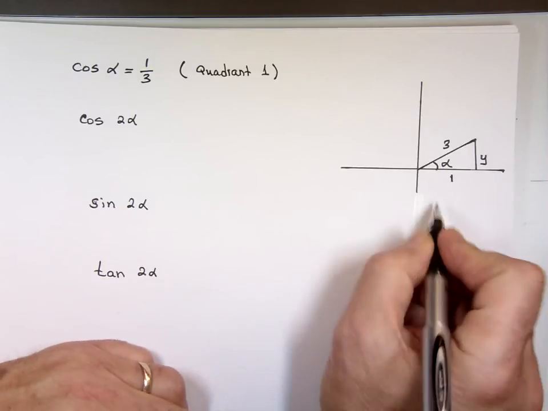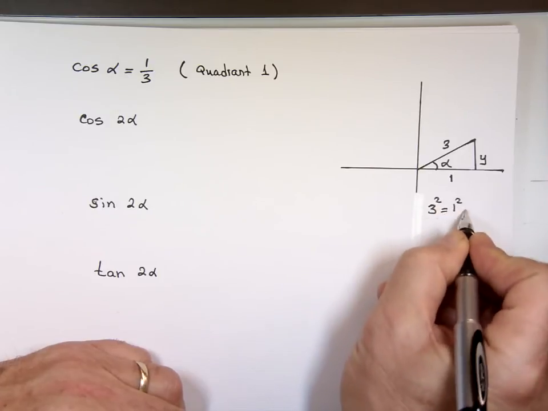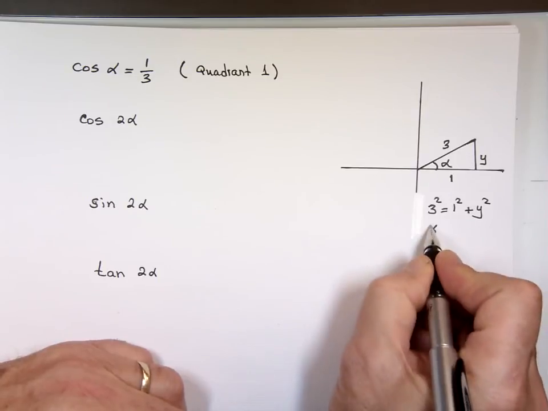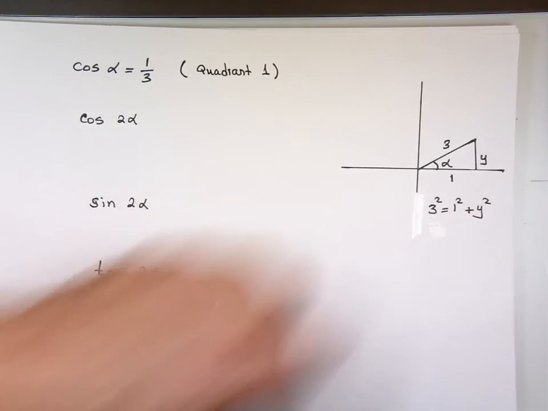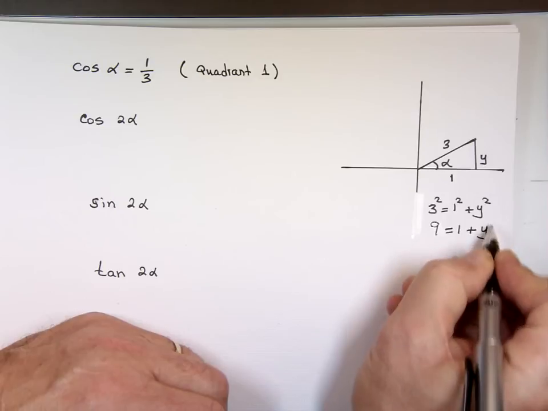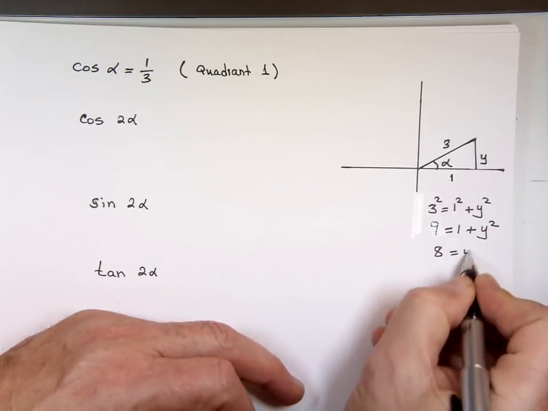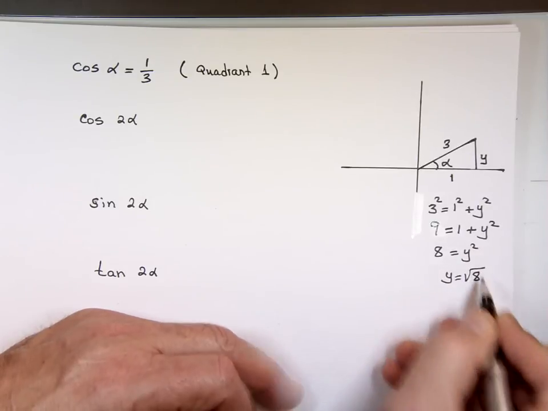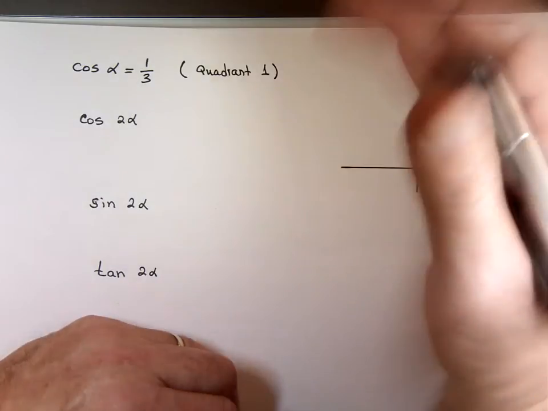So now I can use Pythagorean's theorem. 3 squared equals 1 squared plus y squared. What's 3 squared? Oh, 9. I know the answer is 8 already in my head. My subconscious already telling me. 9 equals 1 plus y squared. Subtract 1 from both sides. And y will have to be the square root of 8. Can't be negative because it's above in the first quadrant.